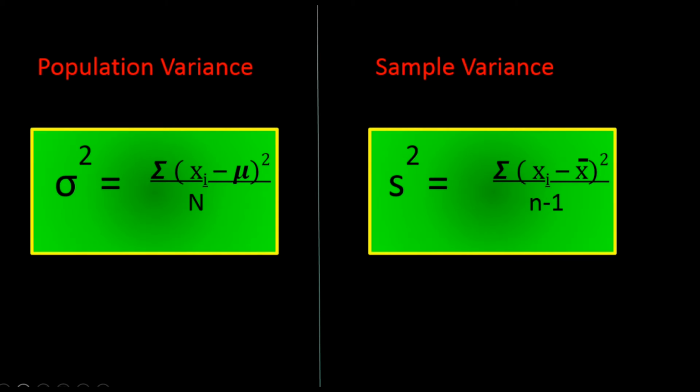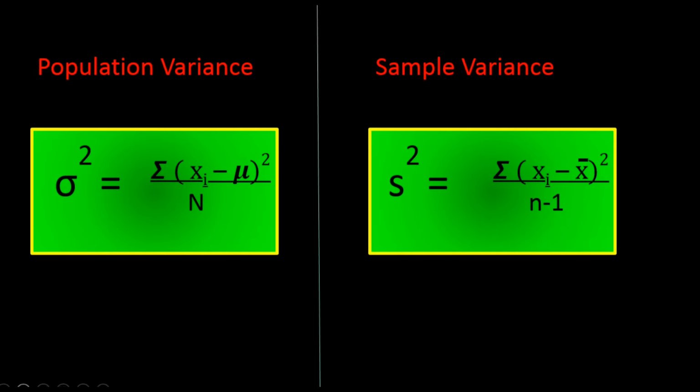Let's take a look at these two formulas one more time side by side. On the left side, you can see the formula for the population variance, and we use the Greek lowercase letter sigma squared to denote the population variance. On the right, you can see the formula for the sample variance, and we use s squared to refer to that sample variance.